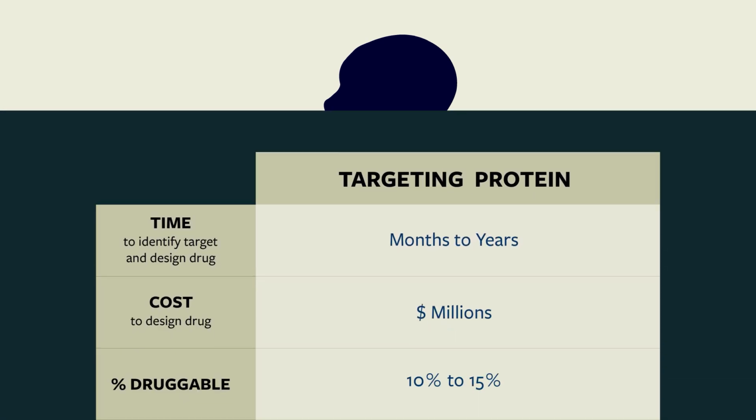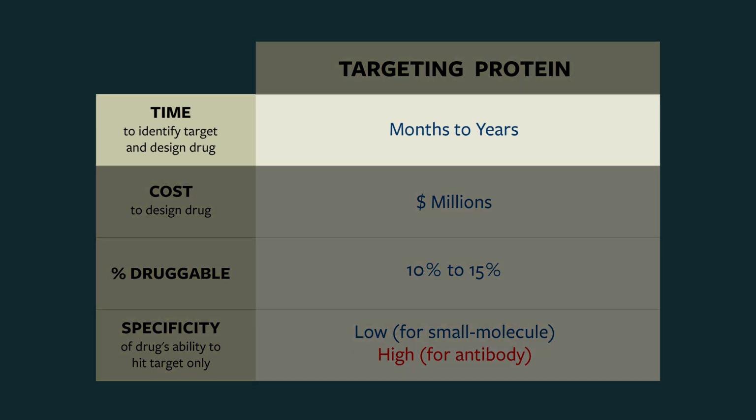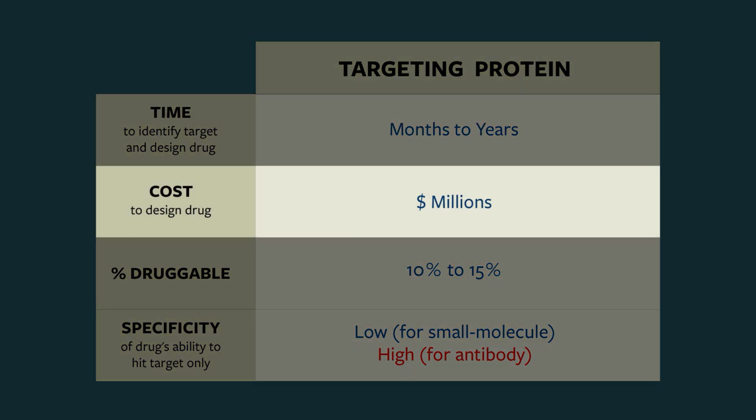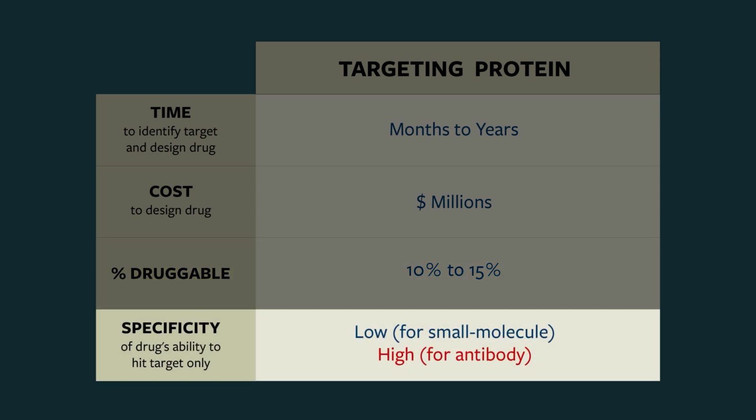To summarize, this is what it typically takes to target a cancer-related protein. Many months to several years, a few $1 million, and only about 10% to 15% of the identified cancer-related proteins can be successfully targeted. When the resultant drug is a small molecule, it typically has only modest specificity for its target protein. But when the resultant drug is an antibody, the specificity for its target protein can be quite high.